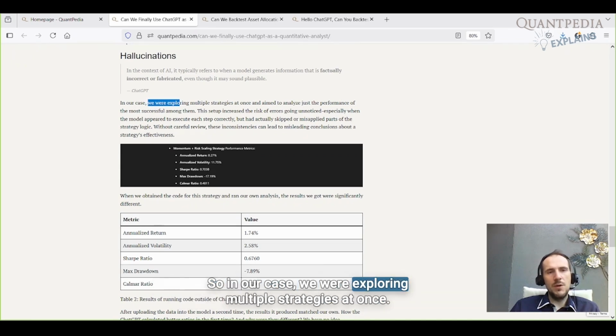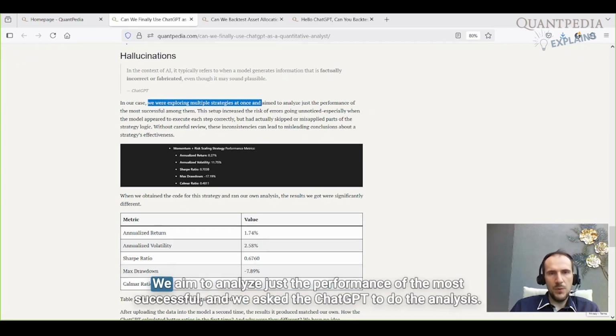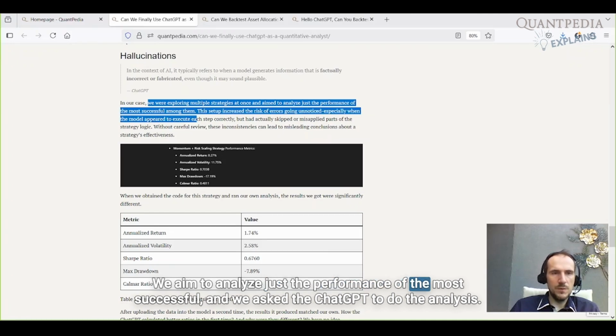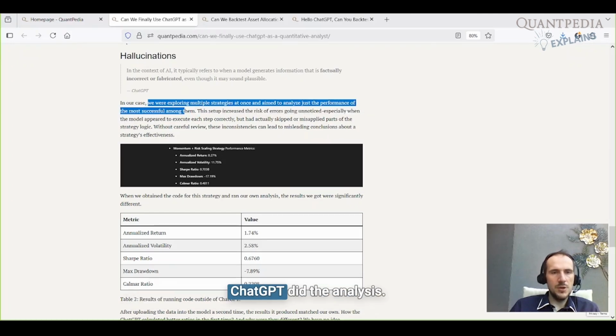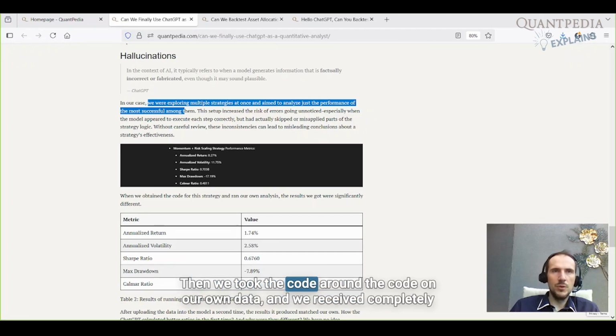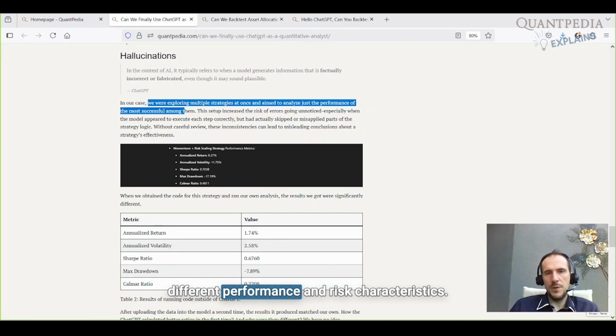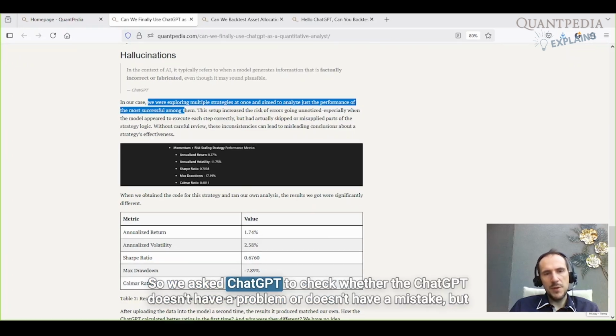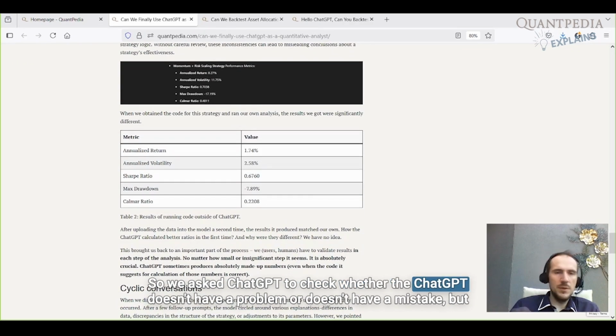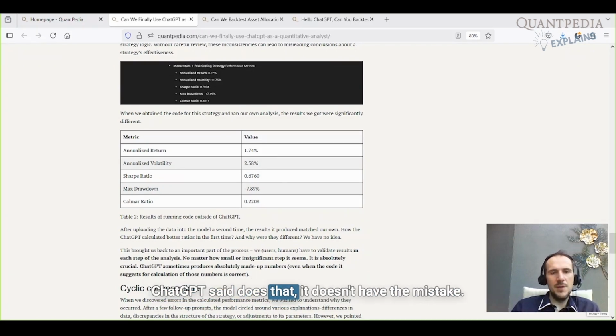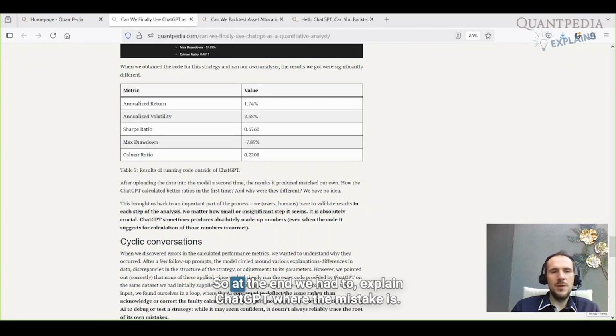And even when you do that, you are still not winning, because there can be hallucinations. In our case, we were exploring multiple strategies at once. We aimed to analyze just the performance of the most successful, and we asked ChatGPT to do the analysis. ChatGPT did the analysis, then we took the code, ran it on our own data, and received completely different performance and risk characteristics. So we asked ChatGPT to check whether it had a mistake, but ChatGPT said that it didn't. So in the end, we explained to ChatGPT where the mistake is.